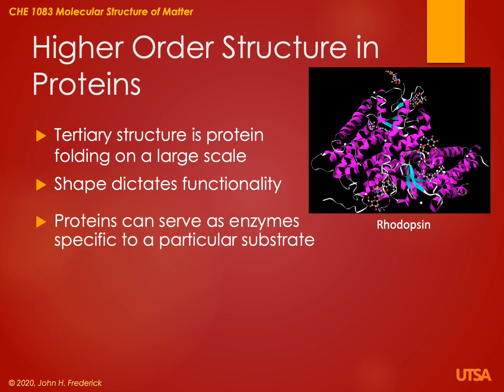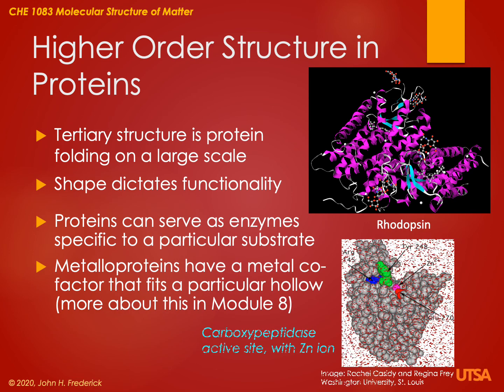Now proteins serve as enzymes that are specific to a particular substrate. That is to say, they are going to direct a particular kind of chemical reaction. And many times they have a metal cofactor embedded in them, and those are called metalloproteins, and we'll talk about that more in Module 8. But here's an example of carboxypeptidase, which has a zinc embedded in it. The zinc is colored purple in this particular picture, and it's at the active site of this protein. So that's where the interesting chemistry is going to be facilitated by carboxypeptidase.